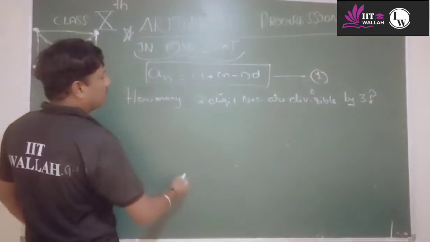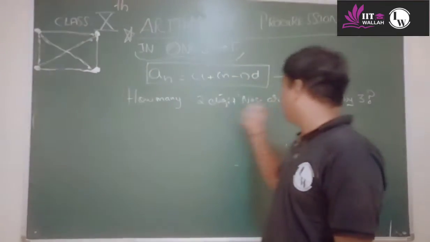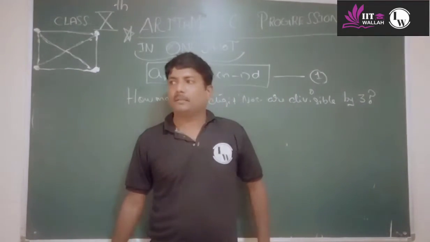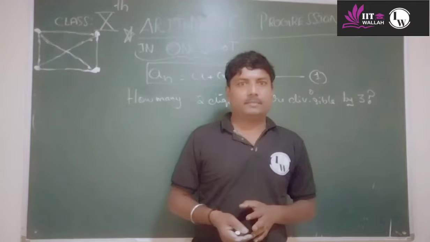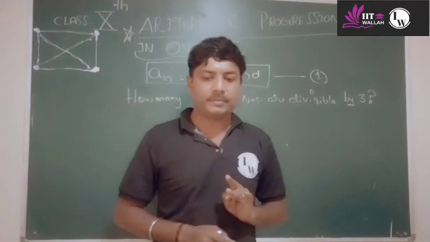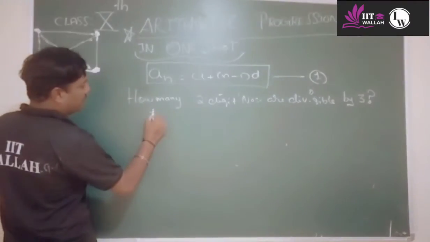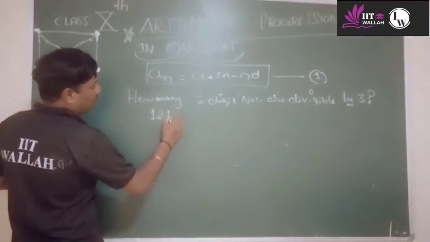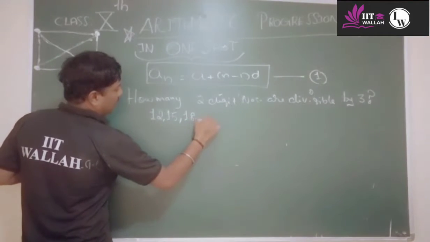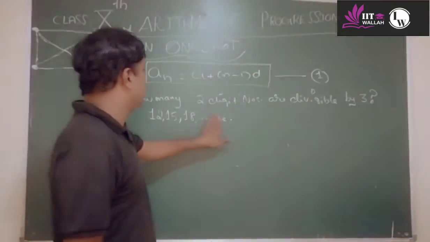So, which is the first two-digit number which is divisible by 3? First two-digit number. 10 is not divisible by 3. 11 is not divisible by 3. But 12 is divisible by 3, right? So, our sequence will be 12, 15, 18, etc. Right? And it is going like this.